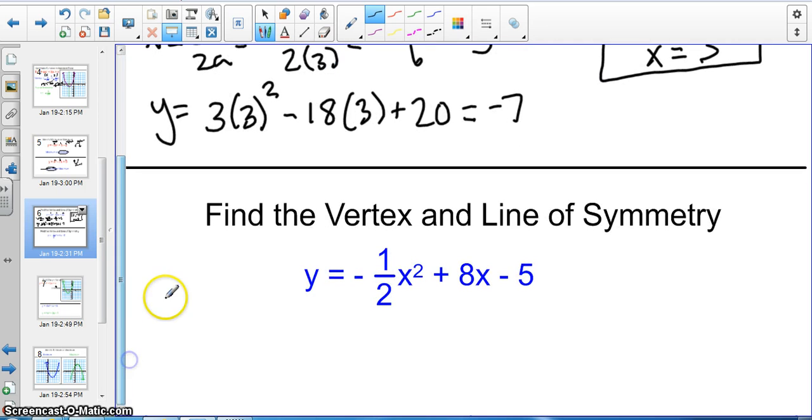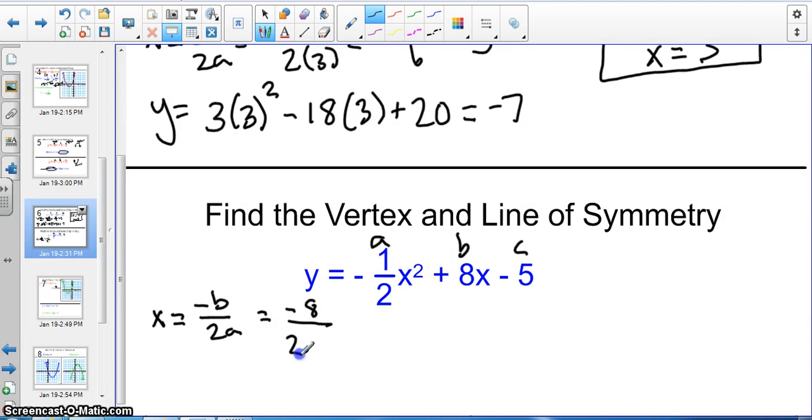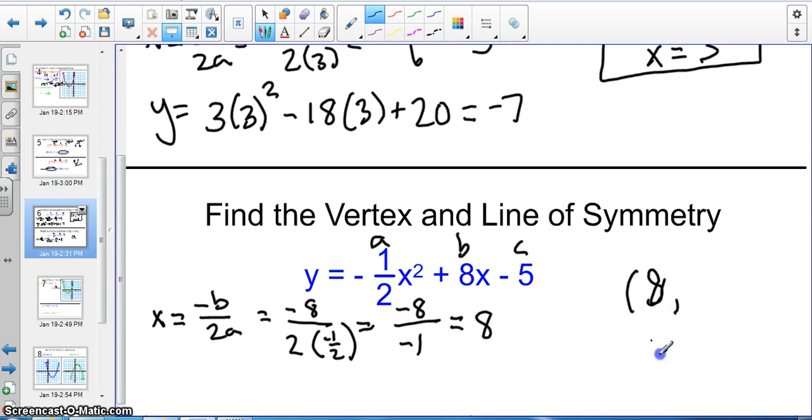So now I'll do the same exact thing. First thing, label A, B, and C. So to find my x of my vertex, I use negative b over 2a. So b is positive 8, so it's going to be negative 8 all over 2 times a. A is negative 1/2. So I have negative 8 all over, well, half of 2 is 1, and it's going to be negative. So it'd be positive 8. So for my vertex, I have my x, which is 8, and now I have my axis of symmetry.